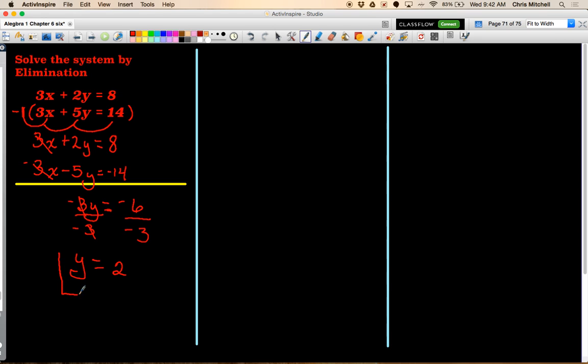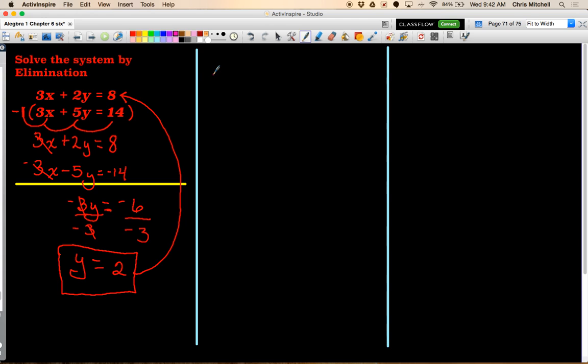Again, you can pause this at any time that you need to and work at your own pace. Who can tell me what we are going to do next? What do you think we're going to do, plug this y into the first or second equation? I hope you said the first one. If you want to use the second one, you can, but we're going to use the first one.